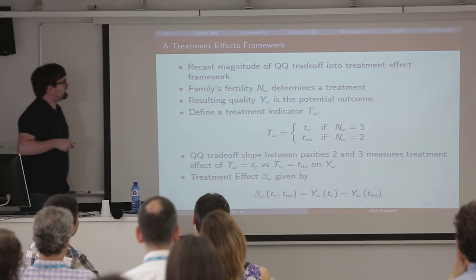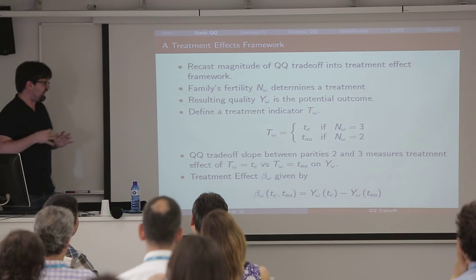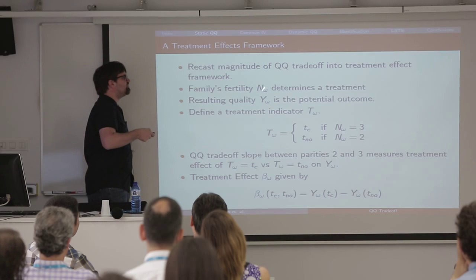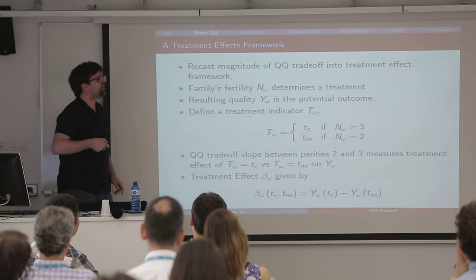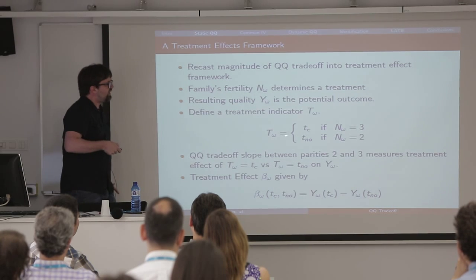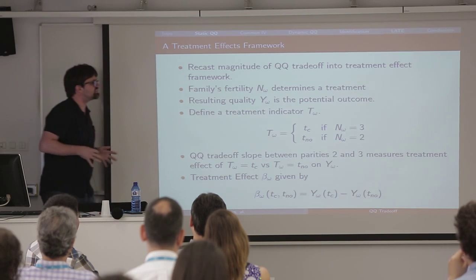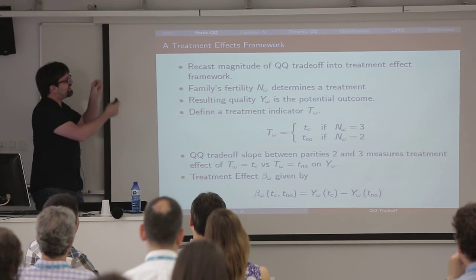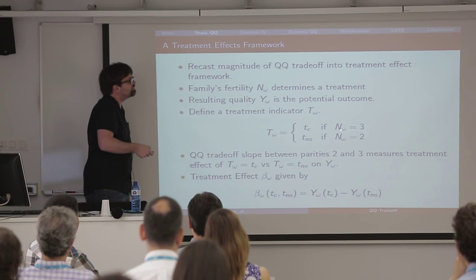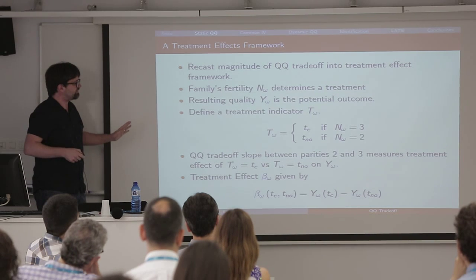So we're going to recast this in a treatment effects framework. Q and N are both choices, but conditional on N, I can define a treatment based on N and say the resulting quality Y is a potential outcome. So I can define a treatment T, and a treatment TC is to have a child. We're going to assume everybody has 2. We're going to be focusing on parity 2 and parity 3 of the quantity-quality trade-off. So to have a child is really to move from 2 to 3. To have no child is to stay at 2. And that defines a treatment.